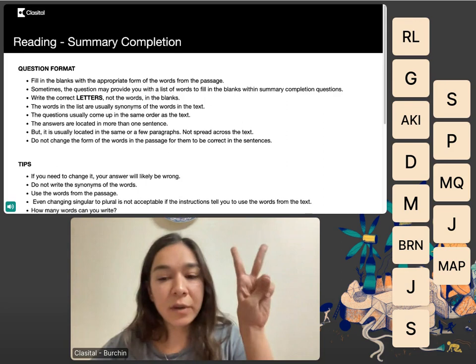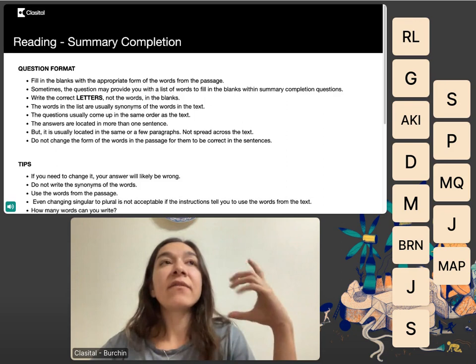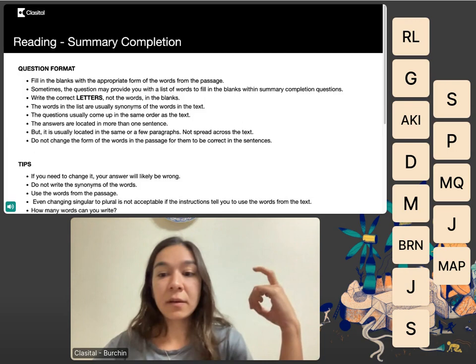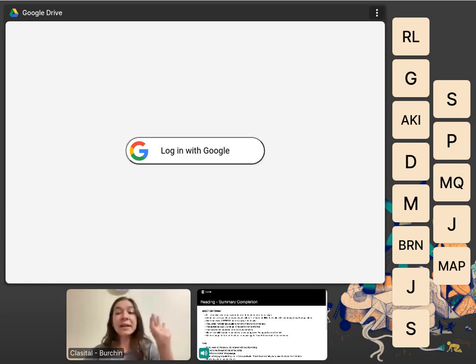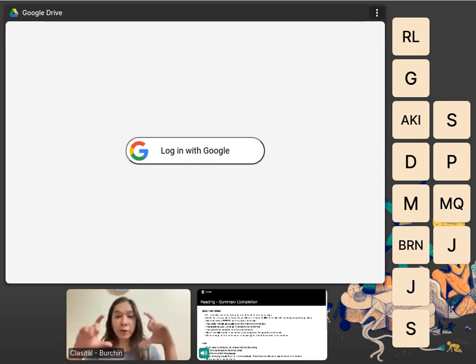In this one, there is a summary. It can be taken from one, two paragraphs, or it can be spread through the text too. But we will take the words from the passage if we are not given a word list. If we are given a word list, they are probably synonyms of the words, and we are going to write just the letters, not the words.